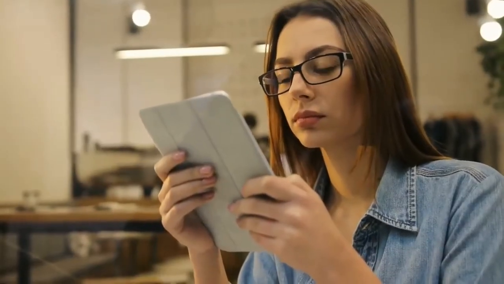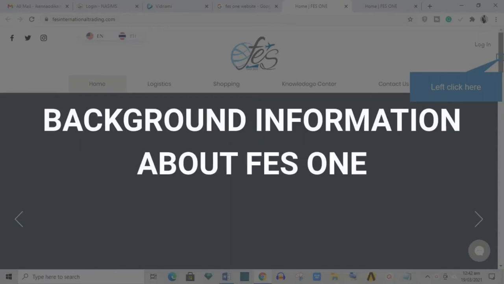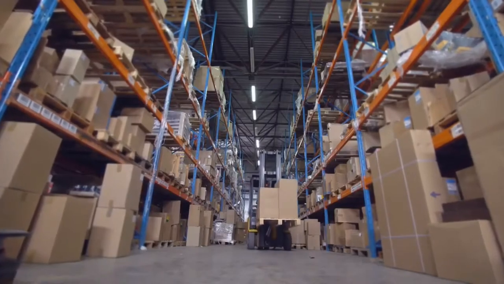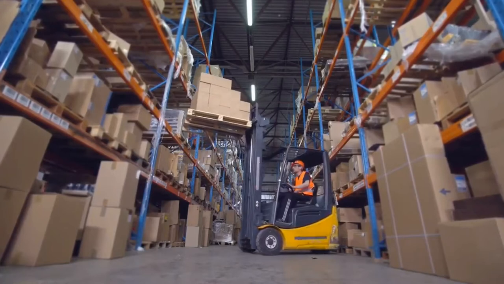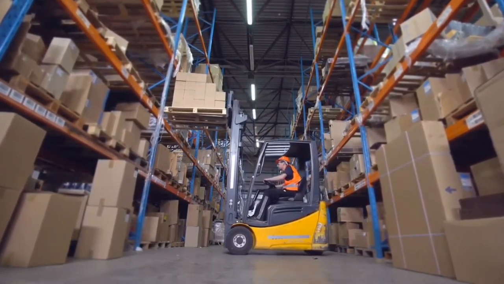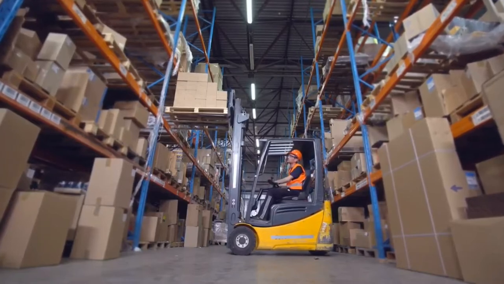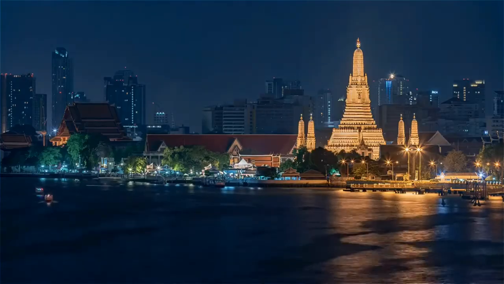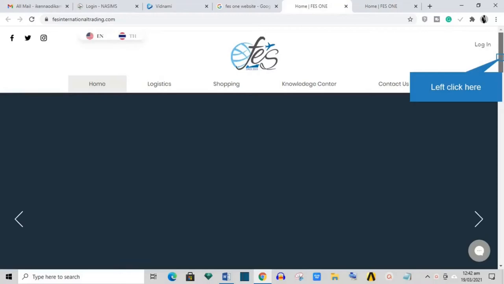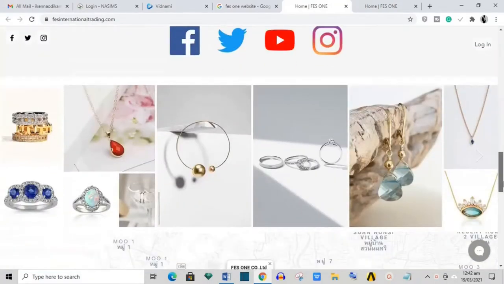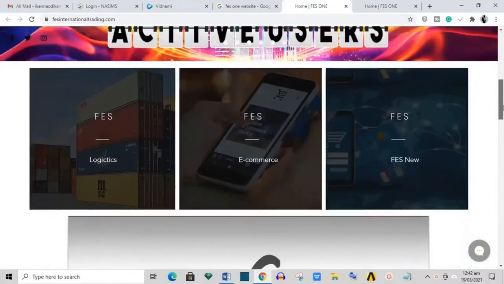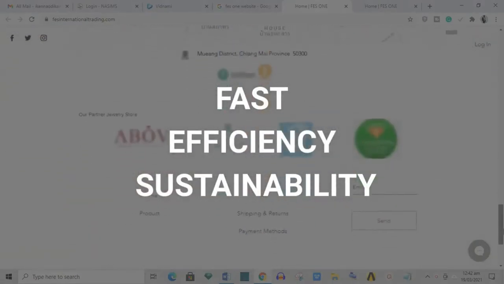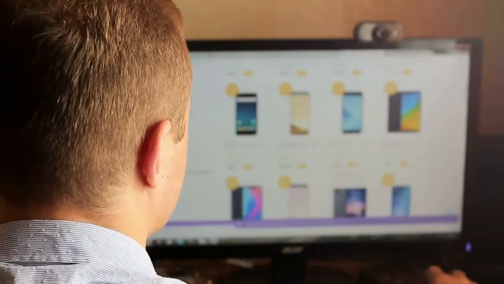Now, let's get started. Background information about FES ONE International. FES ONE International is a trading company that is mainly dedicated to providing import and export services for the Thai jewelry industry and promoting the international development of the jewelry industry. Its headquarters is in Thailand, Chiang Mai. It's an e-commerce platform that is just like Alibaba, eBay, and Amazon, but is purely dedicated to selling jewelry made from jade. The acronym FES stands for Fast Efficiency and Sustainability. The company adopts the new retail and auction business model.